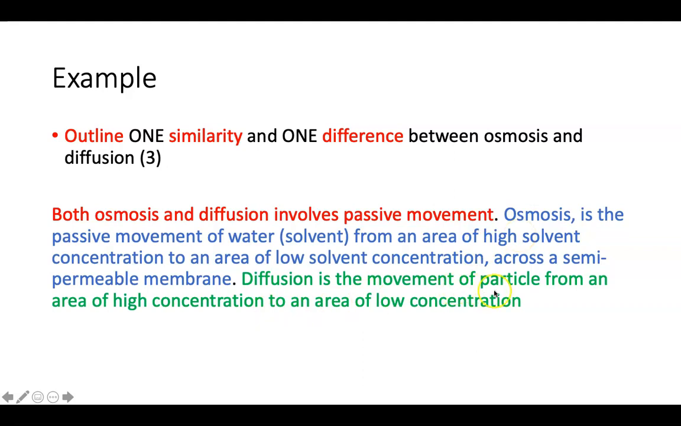So there I've identified what osmosis is, and I've identified the difference between osmosis and diffusion. And then diffusion is the movement of particles from an area of high concentration to an area of low concentration. So again, I've identified what diffusion is and used that as a way of explaining what the difference is, or identifying what the difference is. So this is the sort of response we would expect for 3 marks in a question like this.